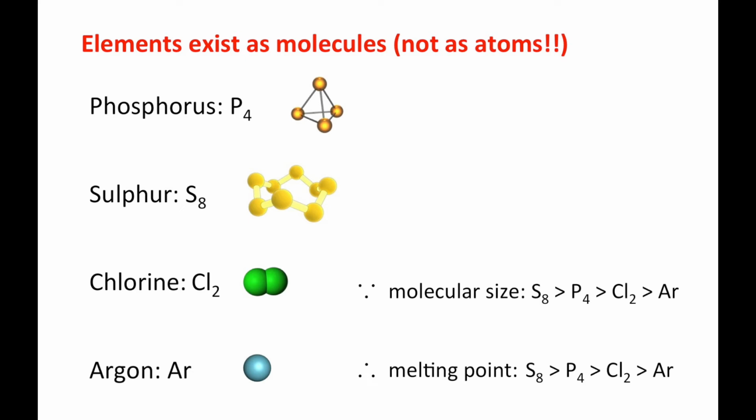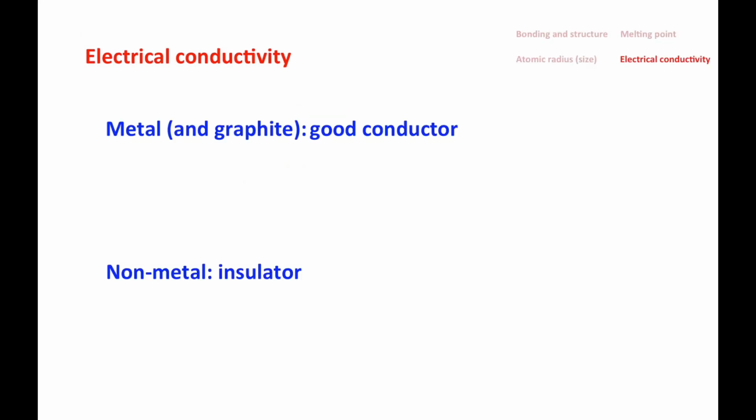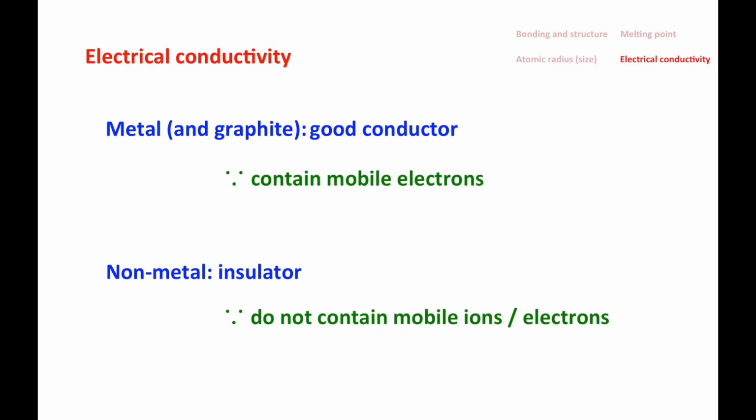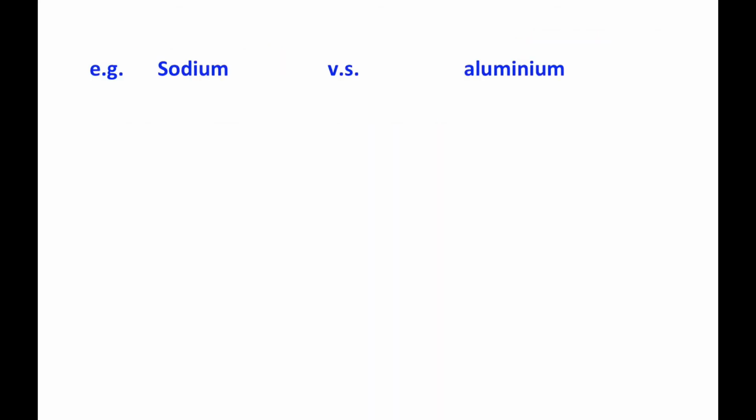So the melting point also follows this trend, as in our observations. Finally, we come to the electrical conductivity. Now, you have learned that metals and graphite are good conductors and non-metals are insulators. The reason behind this, once again, you have learned in grade 10: metals carry mobile electrons, while non-metals do not. So non-metals are insulators.